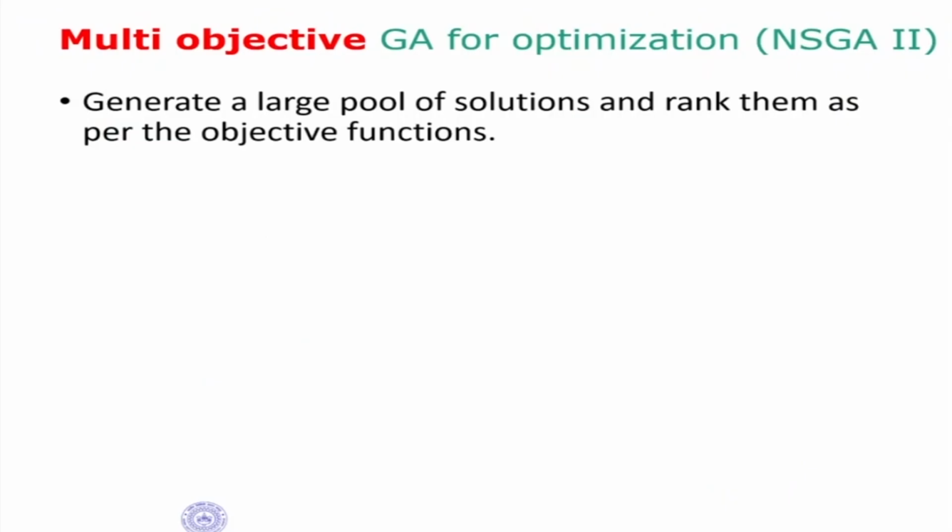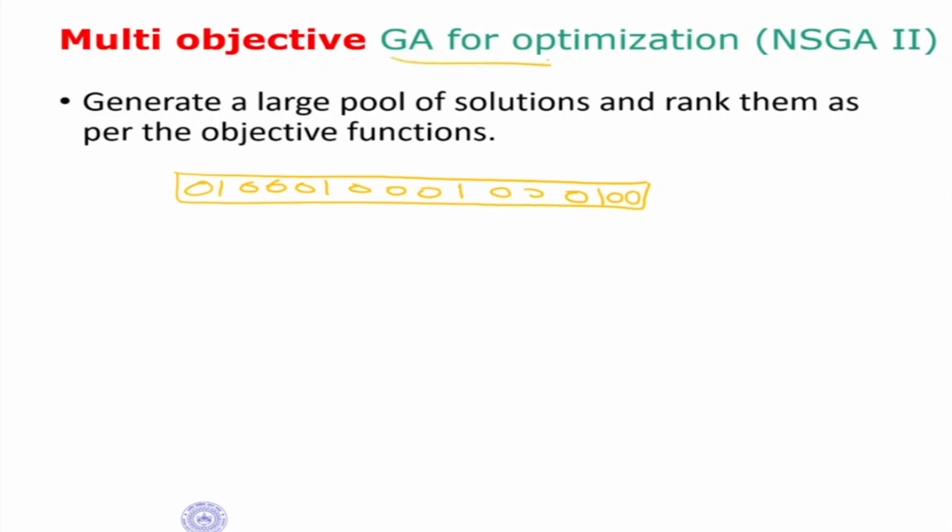Let's see. We have our binary string, which is 0 1 0 0 0 1 0 0 0 1 0 0 0 1 0 0, which we have got by segmenting our object boundary and making it into a digital boundary. Now what GA, or genetic algorithms, basically does is generate a very large pool of solutions and rank them as per the objective functions. How does it generate a very large pool? It takes this binary string and changes it, not randomly, there are ways: mutation and crossover, which we don't have to worry too much about.